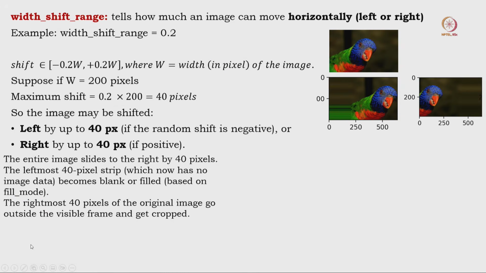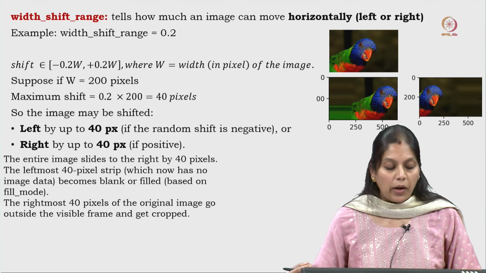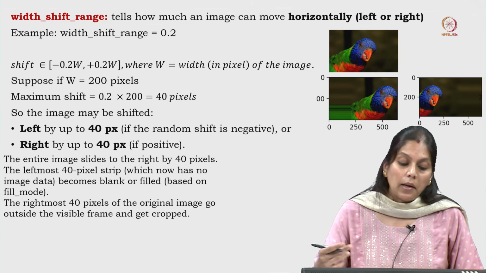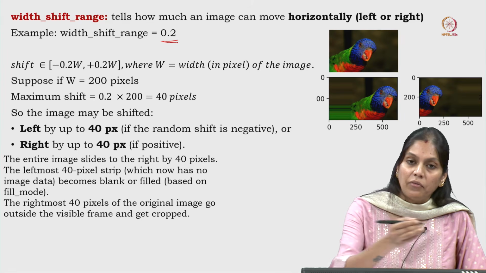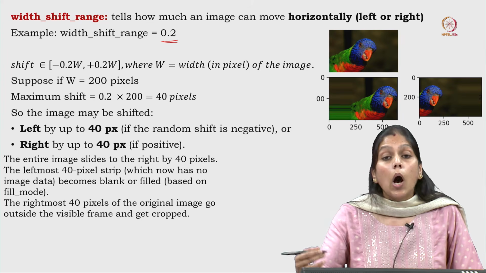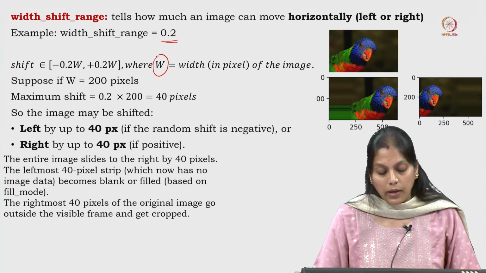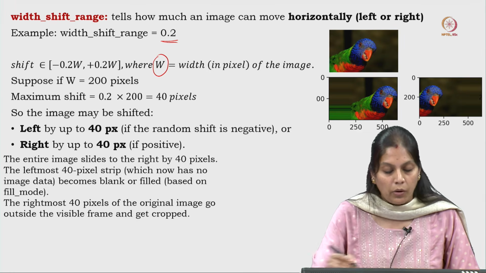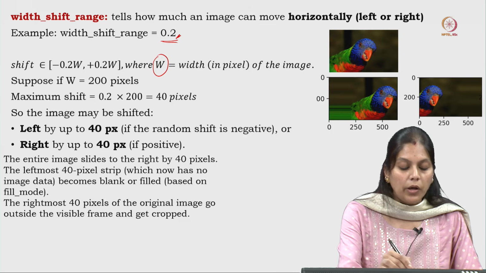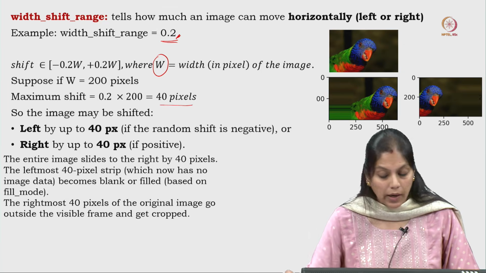So, width_shift_range is mainly used to shift the image horizontally, either towards the left side or towards the right side. Whether to move left or right depends on the value here. If it is a negative value, you are shifting towards the left; if it is a positive value, you are shifting towards the right. How much to shift depends on the width of the image. You multiply W with the value here, and whatever pixel value we get, that many pixels will be moved towards the left or right.